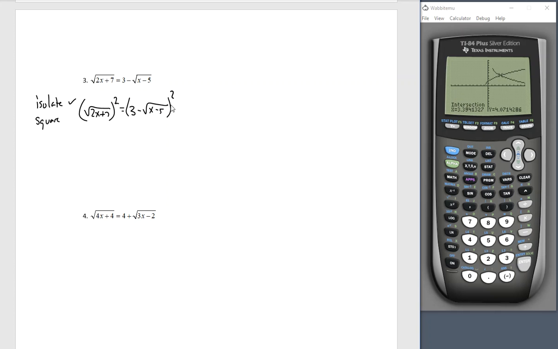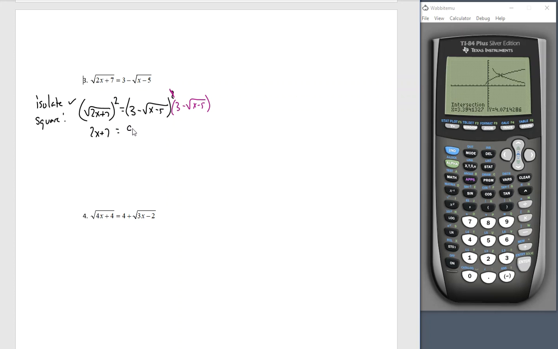And I will square the right hand side. When we square the left side, we get 2x plus 7. When we square the right side, I remind myself that this is multiplied by itself, so I'm going to take out this parenthesis. Instead of squaring, sometimes that's exactly what I'll do: I'll multiply it by itself.